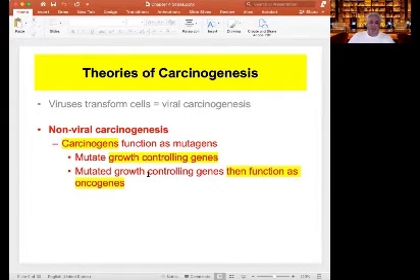And also mutated growth factor genes are then called oncogenes. So the normal genes are called proto-oncogenes. Proto means normal in Latin, and oncogene simply means a cancer-causing gene.